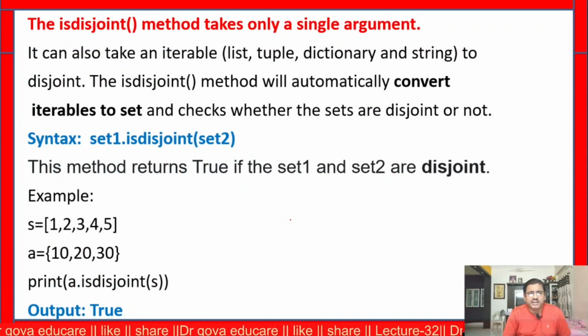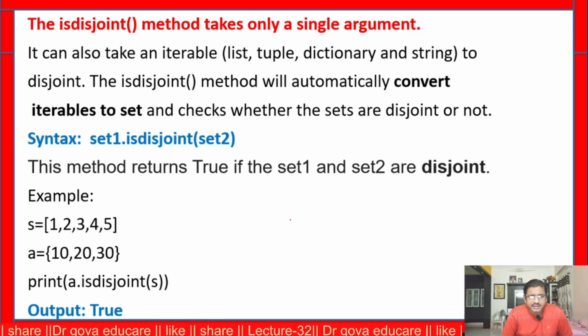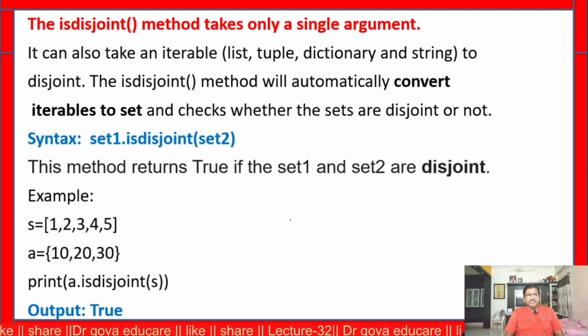Next is the isdisjoint method. This method takes only a single argument. That argument may be a list, tuple, dictionary, or a string. The isdisjoint method will automatically convert iterables to a set and check whether the sets are disjoint or not. That is, the intersection is phi. Now this is the syntax: set1 dot isdisjoint of set2. This method returns true if set1 and set2 are disjoint. That means the intersection is phi.